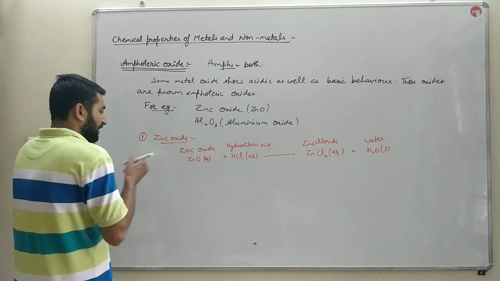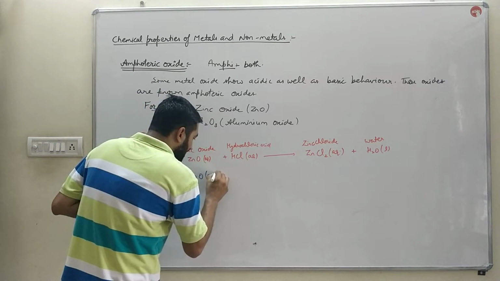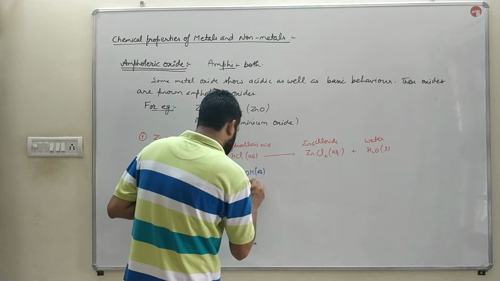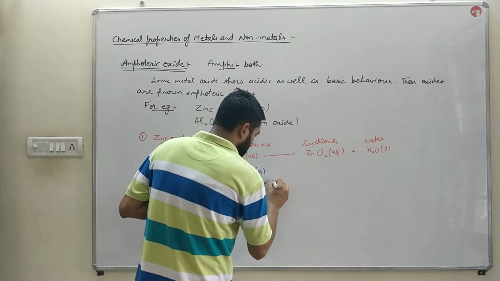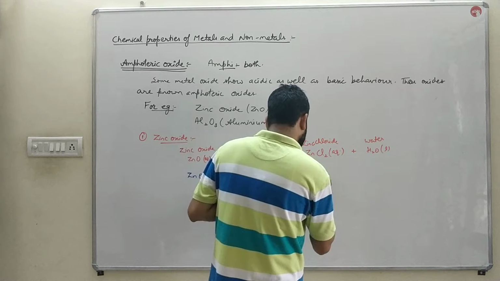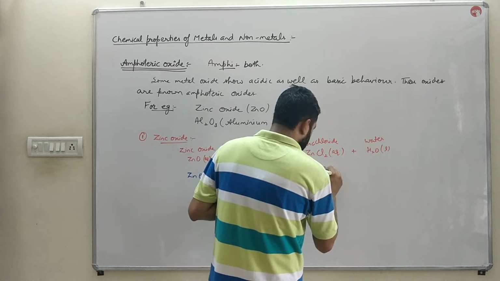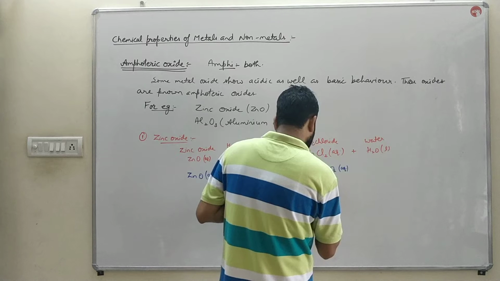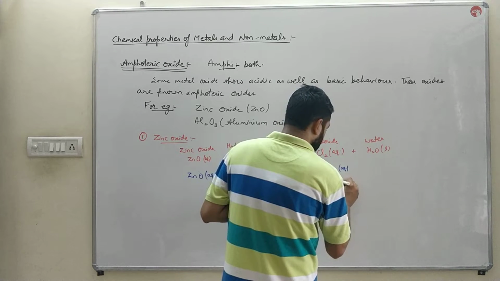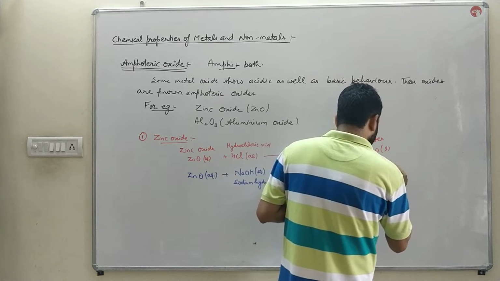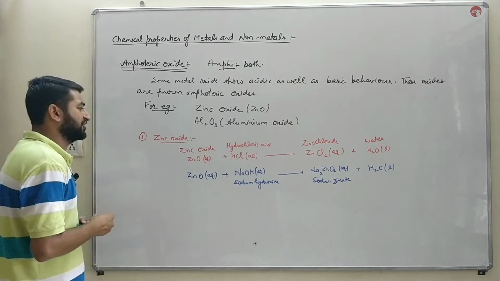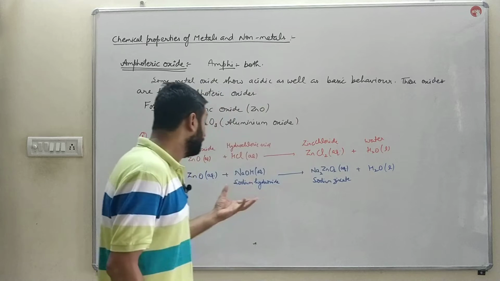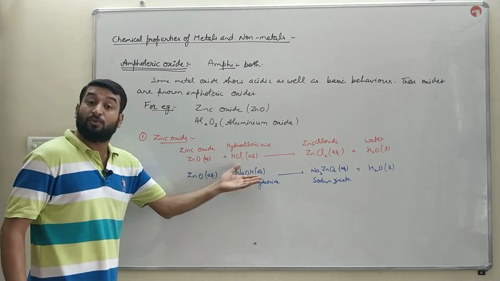But this zinc oxide may also react with one of the strongest bases we have, that is sodium hydroxide, and may form a salt, that is sodium zincate, along with the release of water. So bache, if we look at this reaction very carefully, here it is reacting with a base and forming salt and water. So when an acid reacts with a base, only then a salt and water is formed.